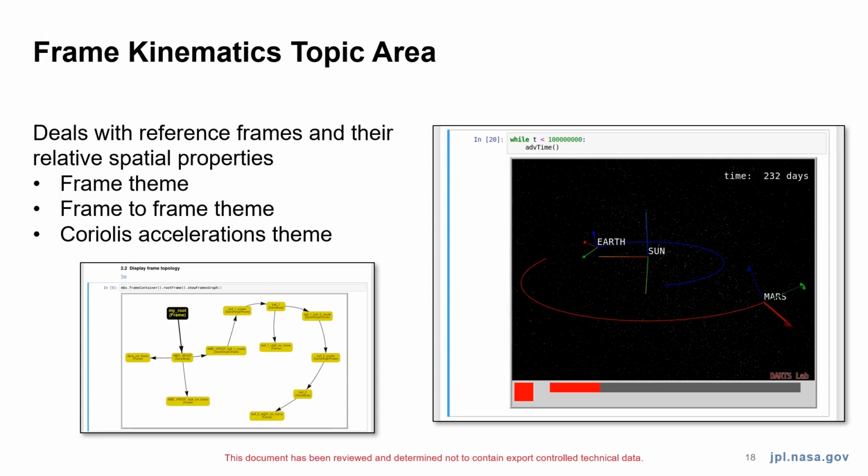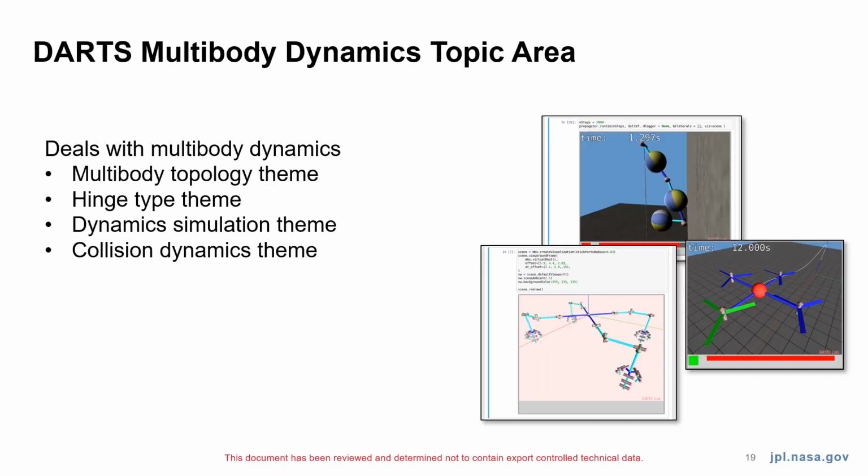Pictured on the left is a graph visualization of the tree of reference frames from one of these notebooks. The right image shows a simulation of the Earth, Mars, and the Sun, taken from the notebook focused on Spice frames. The darts multibody dynamics area, as the name suggests, deals with using darts for multibody dynamics.